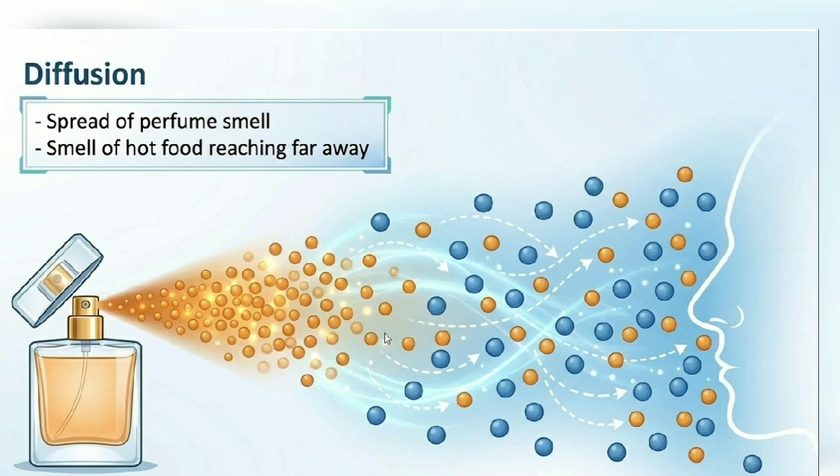Why does that happen? Because perfume particles move and mix with air particles. So this process is called diffusion. Diffusion means the mixing of particles on their own.